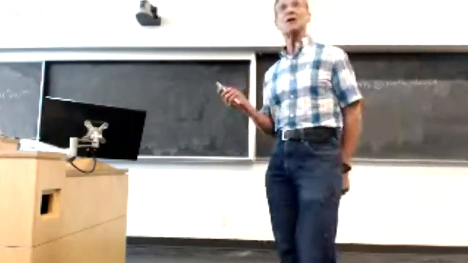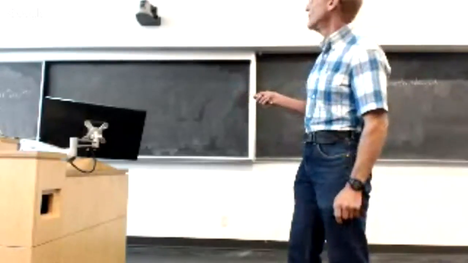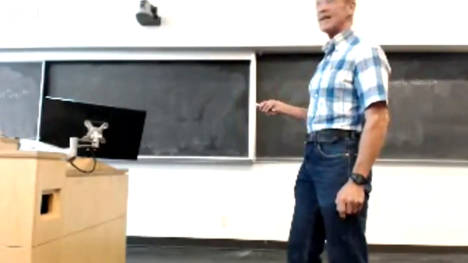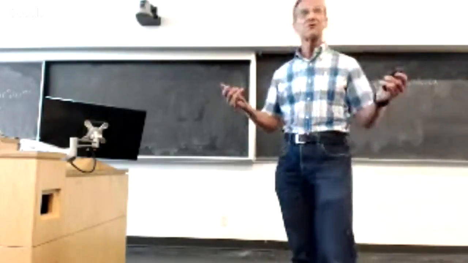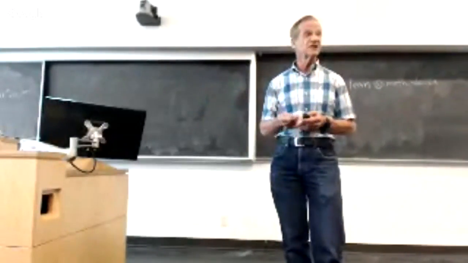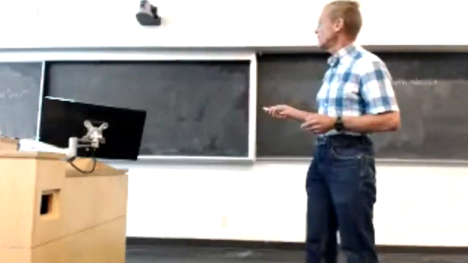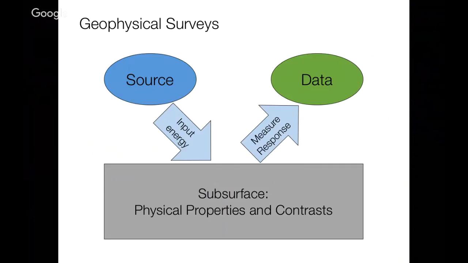So here's how a geophysical survey works. We need to have a source, so we need to somehow put energy into the Earth. Then the Earth is going to be characterized by a number of physical properties, and we're going to talk about each of them. Depending upon what those physical properties are, we're going to get some response and measurement data. So those are the three parts: we've got a source, we've got the Earth, and we've got data.